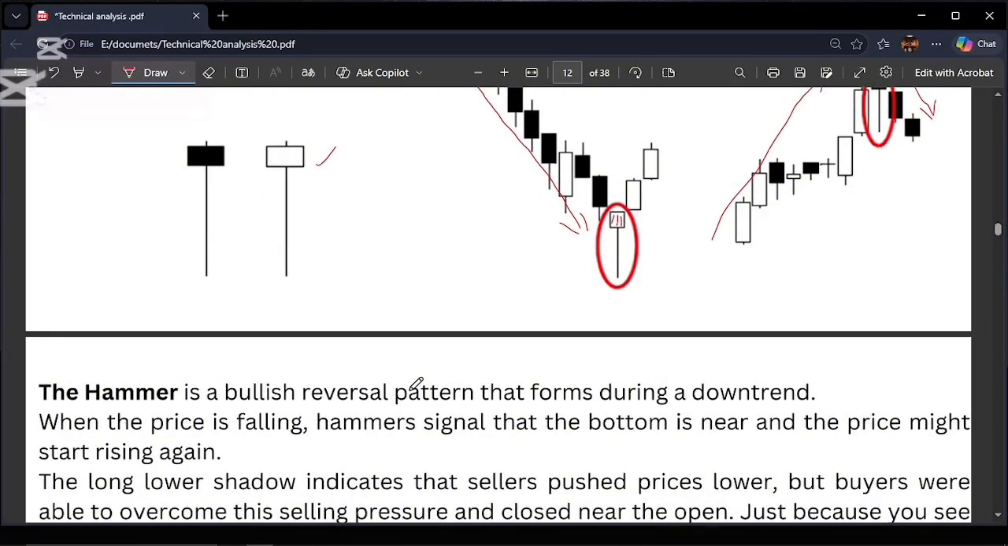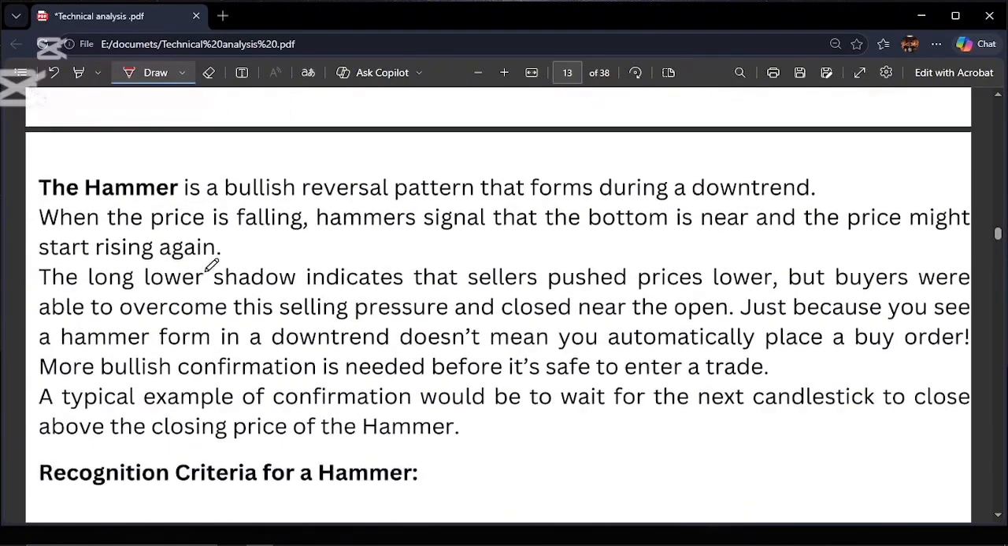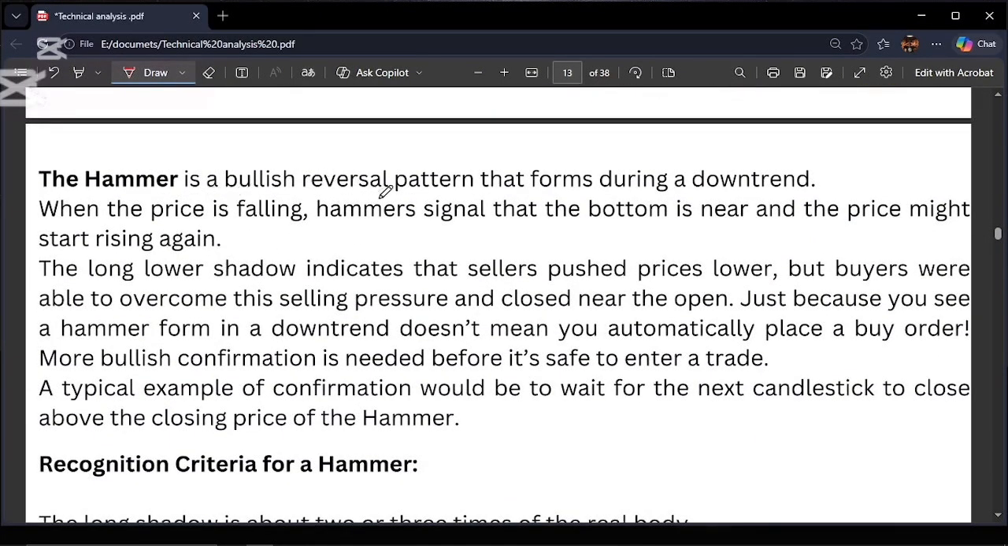Now let's talk about these guys. A hammer. What's a hammer? A hammer is a bullish reversal pattern. You should know that it's a bullish reversal pattern. When I say a bullish reversal, it turns the downtrend into an uptrend, because being bullish we are going up and being bearish we are going down. So it's a bullish reversal pattern that forms during a downtrend. When the price is falling, hammers signal that the bottom is near, like the end of the downtrend is almost near, and the price might start rising again.